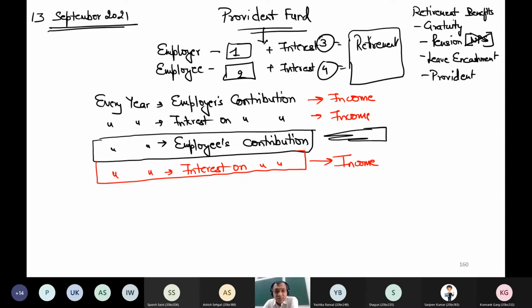Employer's contribution is also an income, but employee's contribution is not an income. In fact, it is a saving.